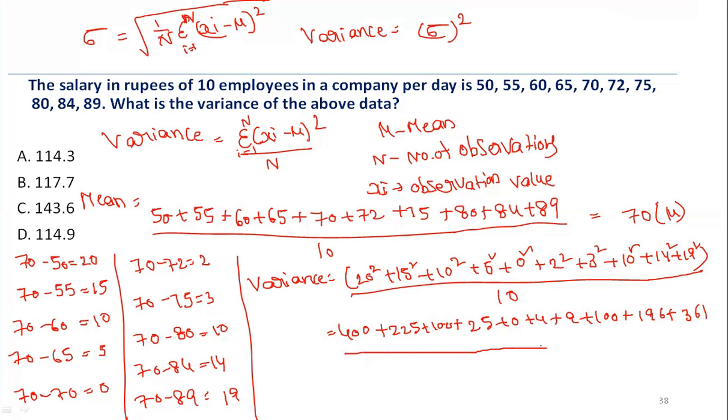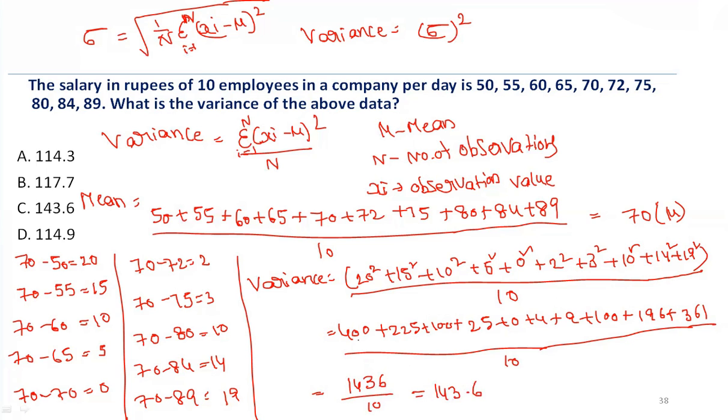Okay, so altogether we have to add the numerator values and then divide by 10. Let's sum up the numerator values, guys. If you sum up the values, it is 1436 divided by 10. 1436 divided by 10 is nothing but 143.6. Okay, so what's the answer for the question? Option C is the answer for the question.